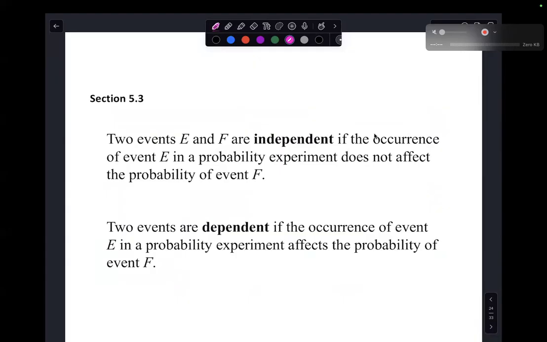The and probabilities are also going to help you find overlap when you're looking to subtract things away. Two events are independent if the probability of one thing doesn't affect the probability of the other. Two things are dependent if one probability will affect the other probability.